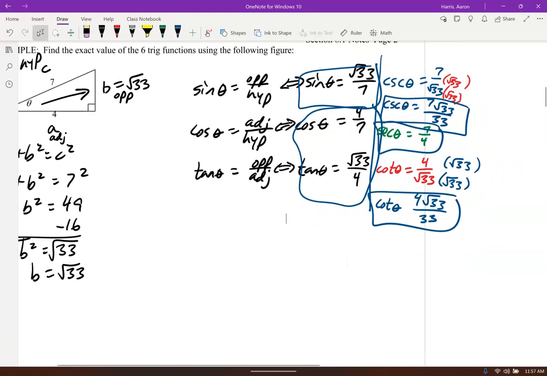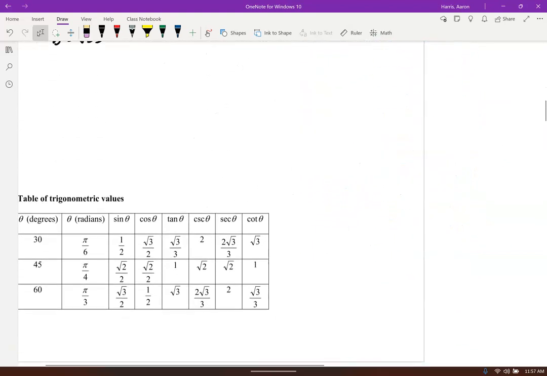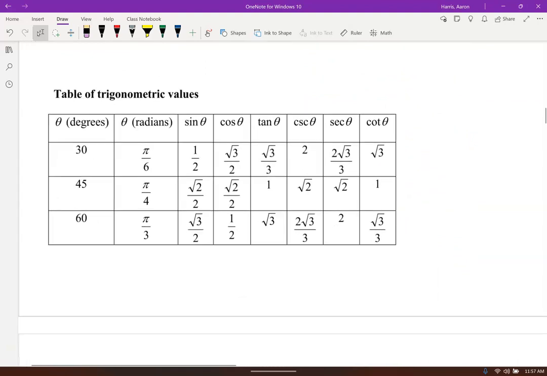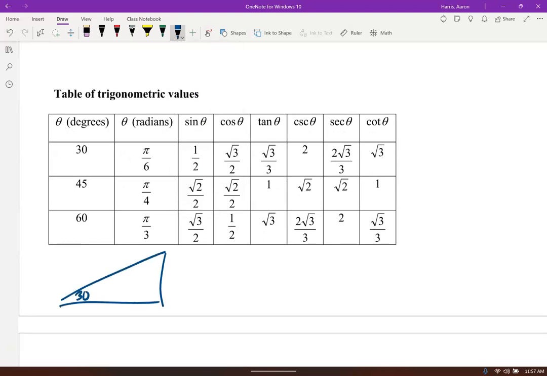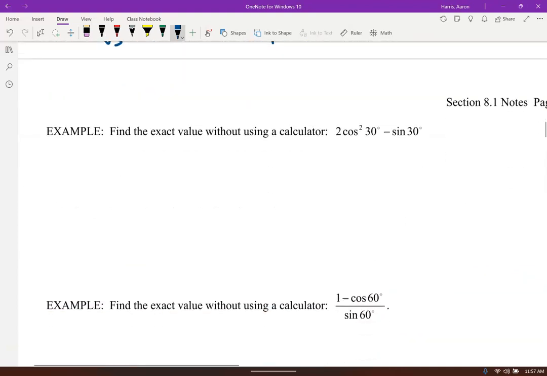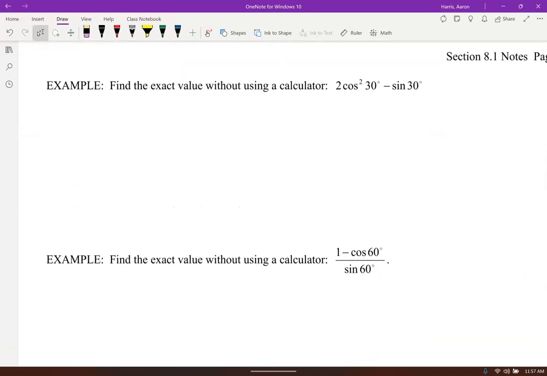Well, if you remember from last time, we had the 30, 60, 90 triangles, our special right triangles, and then our 45, 45, 90. You can use that to create a table of trig values for 30, 45, and 60, right? Which also obviously correlate to the unit circle in quadrant 1.